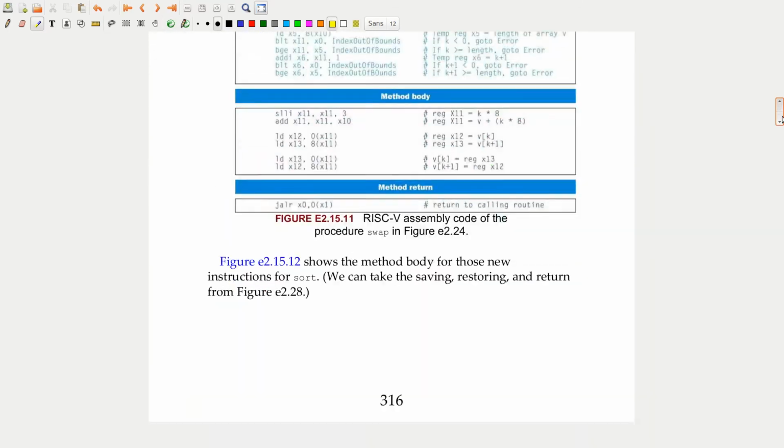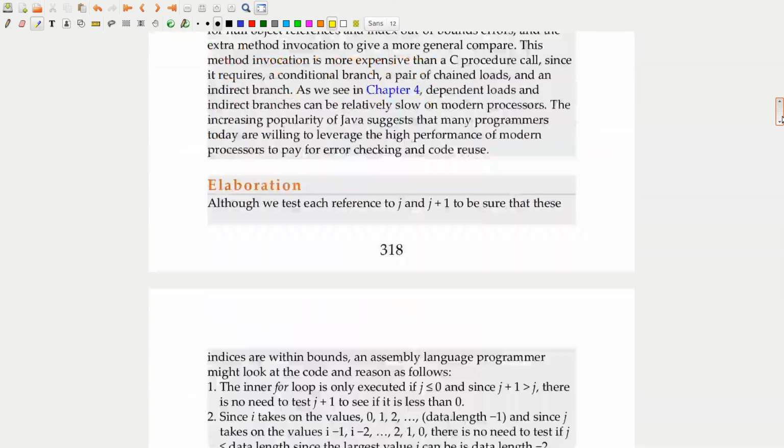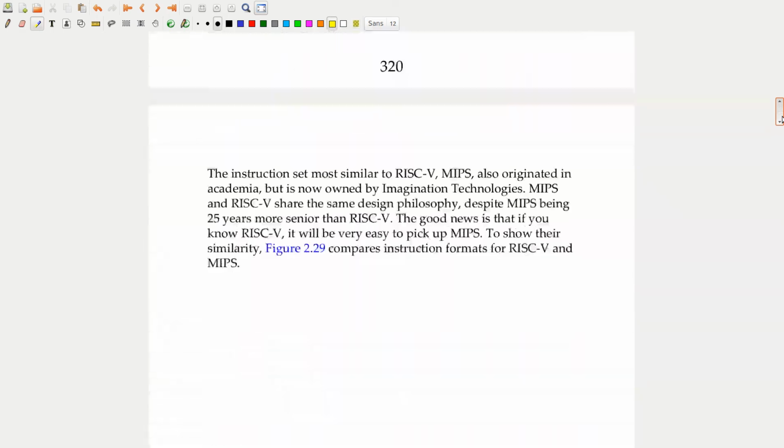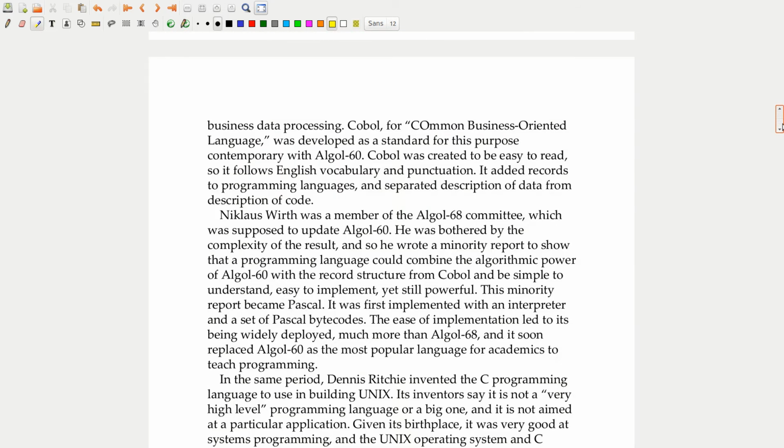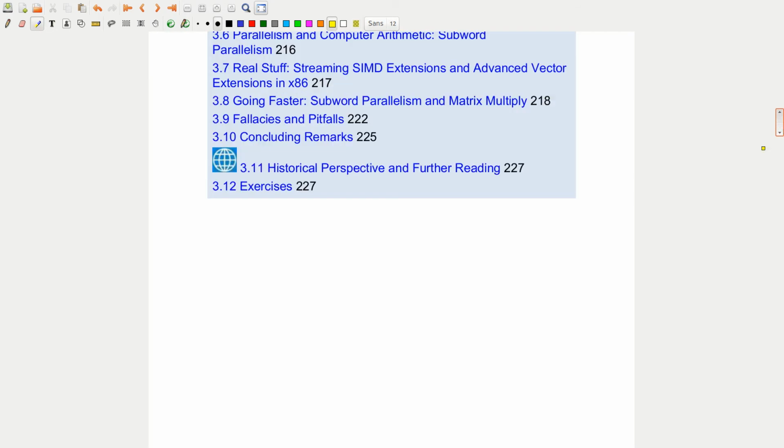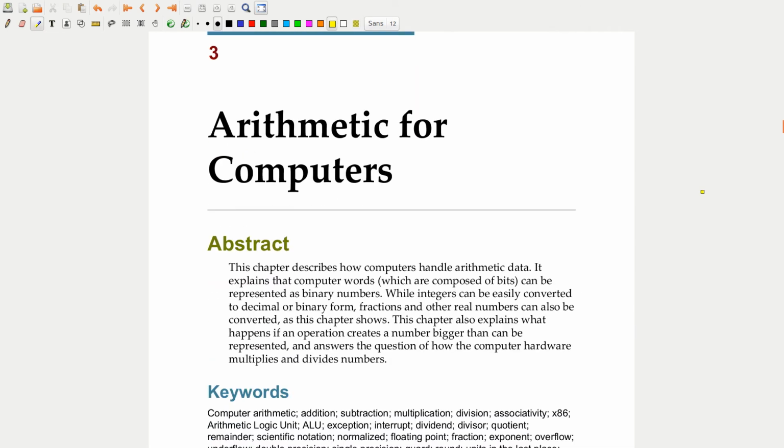Where is the new chapter going to begin? Here we go. Okay, so next time we're going to be going over arithmetic for computers. So here we're going to start getting into the real architecture.